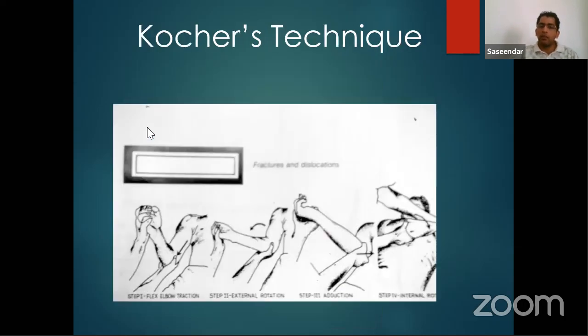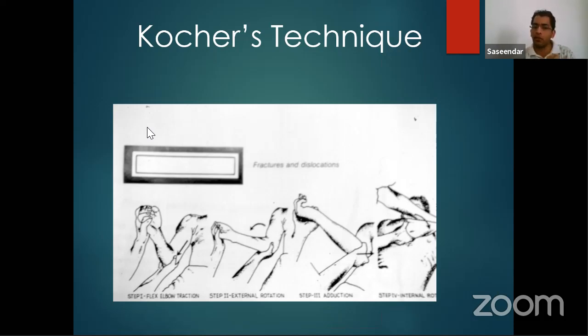Okay. And this is the Kocher technique. There are multiple mnemonics in which this is being used. One of them is TEAM: T-E-A-M, traction, external rotation, adduction, medial rotation. I have done this. A lot of people don't advise the Kocher technique, but there are a lot of other modifications of the Kocher technique that are being proposed, which have been there for hundreds of years.